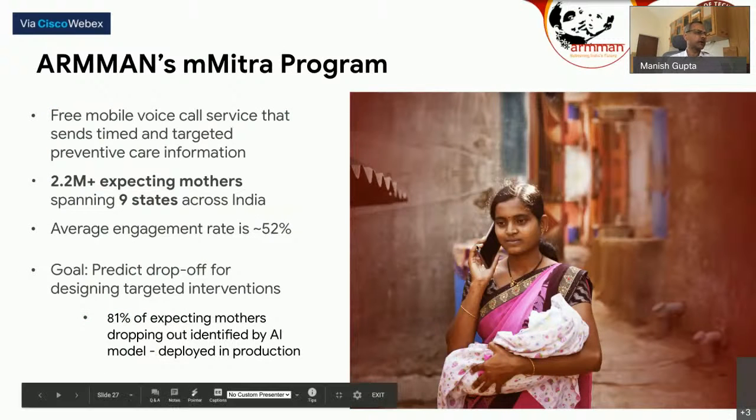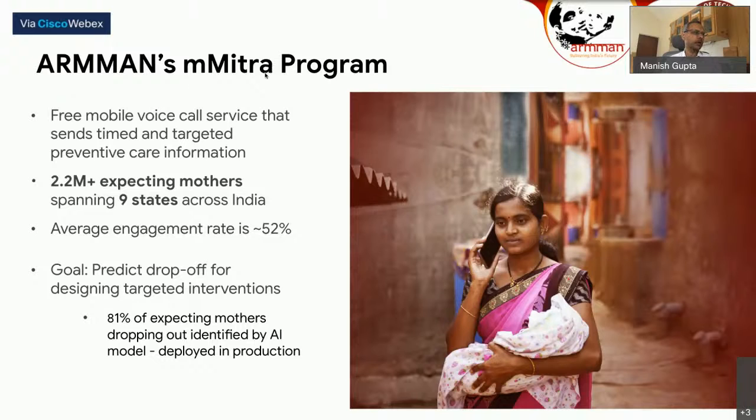One area in which we applied it was maternal and child health with this NGO called Armman. They have this program called mMitra, which is trying to improve the health of expecting mothers and also their babies when they are born. What they have is a free mobile voice call service. For every week of the pregnancy, 2 voice messages get delivered through a recording that is played when the participant picks up the phone. This message has helpful tips about what to watch out for during that week, for instance, a dietary supplement: during this week, you should take an iron tablet to reduce the risk of anemia. And they showed that for women who stick with this program, it does lead to better outcomes for them and their babies.